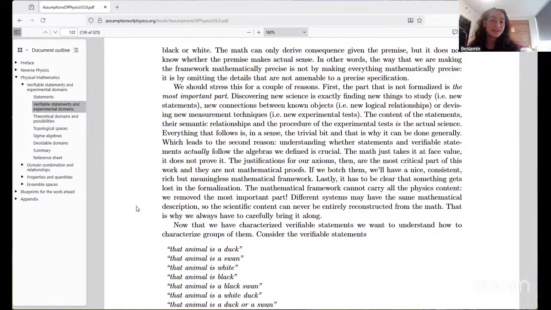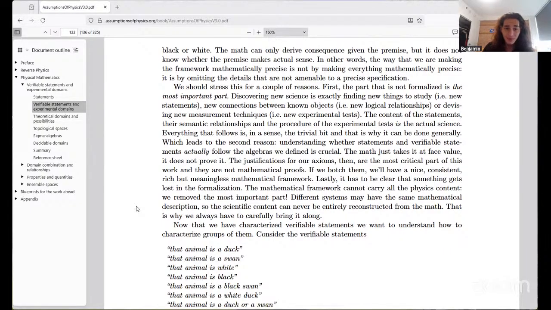We should stress this for a couple of reasons. First, the part that is not formalized is the most important part. Discovering new science is exactly finding new things to study, i.e., new statements, new connections between known objects, i.e., new logical relationships, or devising new measurement techniques, i.e., new experimental tests. The content of the statements, their semantic relationships, and the procedure of the experimental tests is the actual science. Everything that follows is, in a sense, the trivial bit, and that is why it can be done generally.